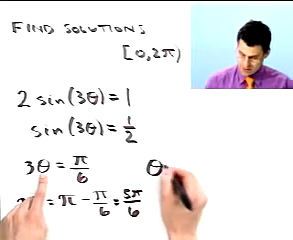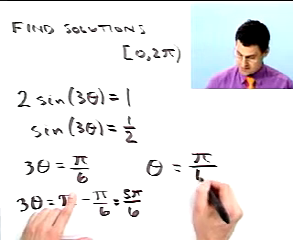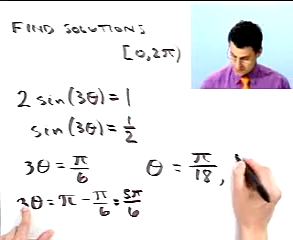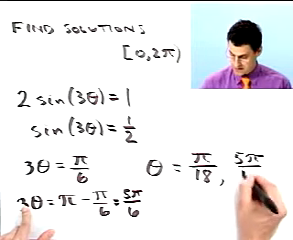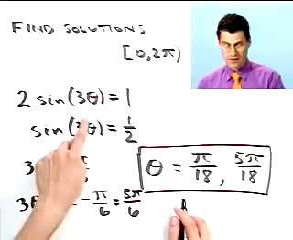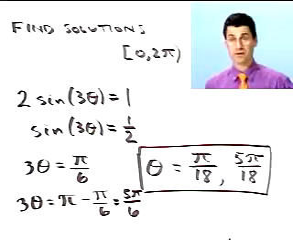What does theta equal? Well, I have to divide both sides by 3, and I see pi over 18. And then the other answer is 5 pi over 18. And that's what theta equals. So when you have a multiple angle in here, you just solve for the multiple angle first, then divide through, and you get the actual answer. Okay, let's try another example. And again, same rules apply. I'm only looking for answers that are between 0 and pi over 2.